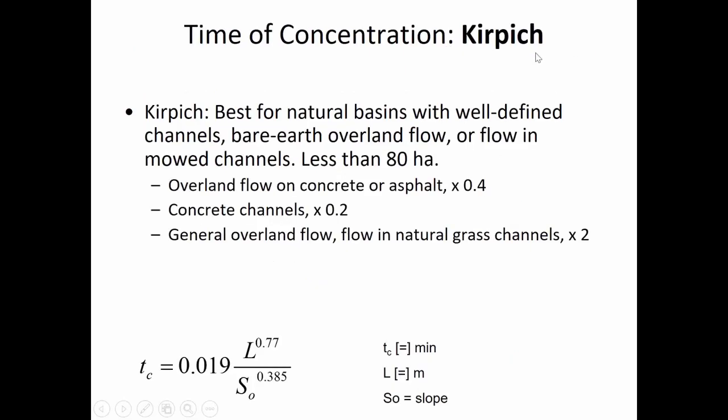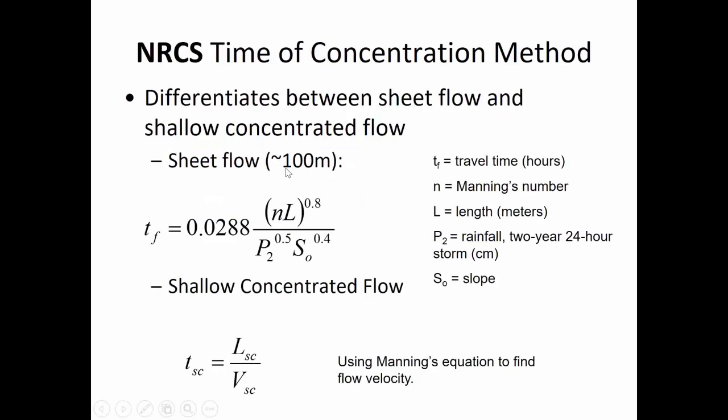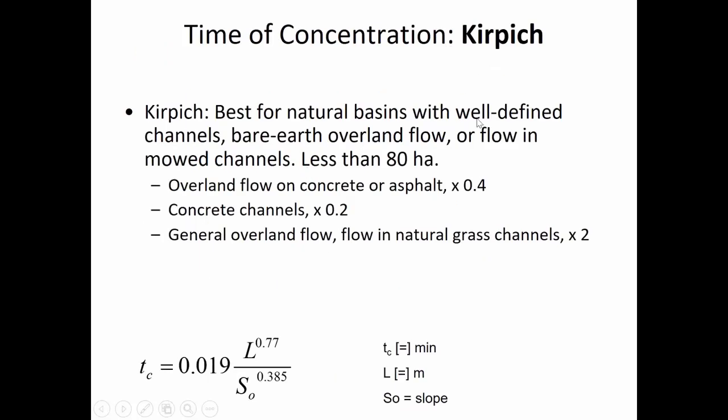The Kirpich equation is used in larger watersheds than either of the other two that we've talked about. The other two that we've been talking about have been limited to distances of about 100 meters. But for the Kirpich equation, you can use watersheds up to 80 hectares in size. And so that's getting pretty big. Unfortunately, it's not really sensitive to the material type. N value isn't in the formula.